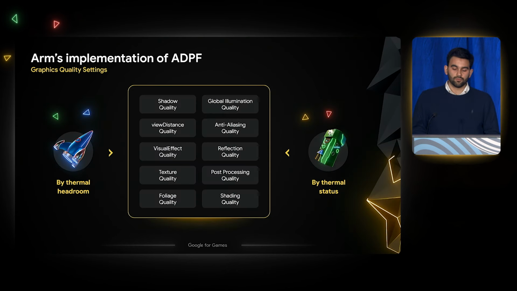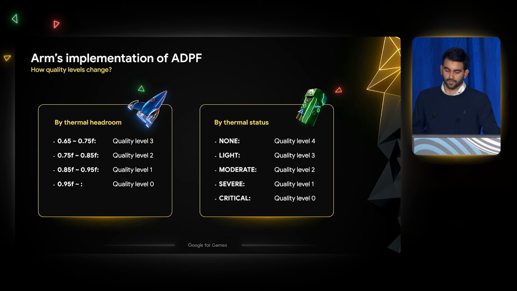We use the thermal state monitor and the thermal headroom APIs in ADPF to monitor thermal throttling and therefore adjust quality settings such as shadow quality, view distance quality, reflection quality, etc., as the device starts to throttle. As we can see here, the adjustment is made at certain thresholds of thermal headroom and thermal statuses. As the thermal headroom starts to increase or the thermal status moves towards severe, the quality levels are dropped accordingly.